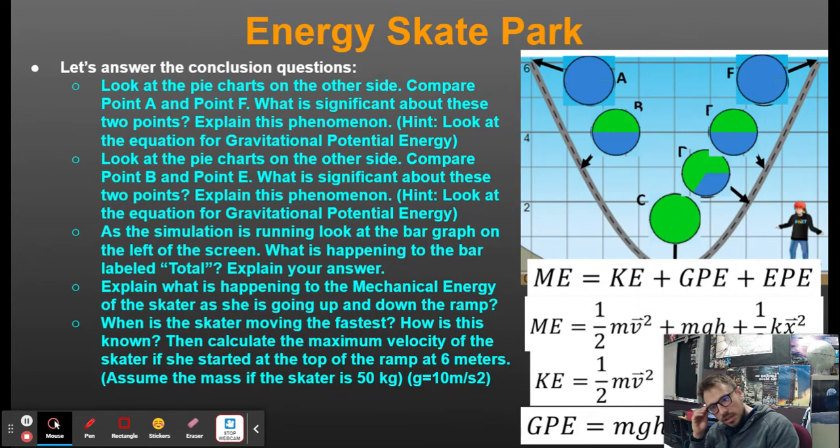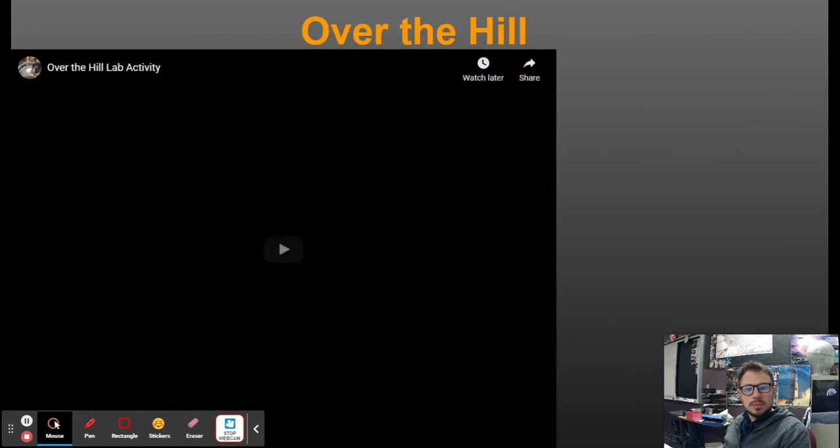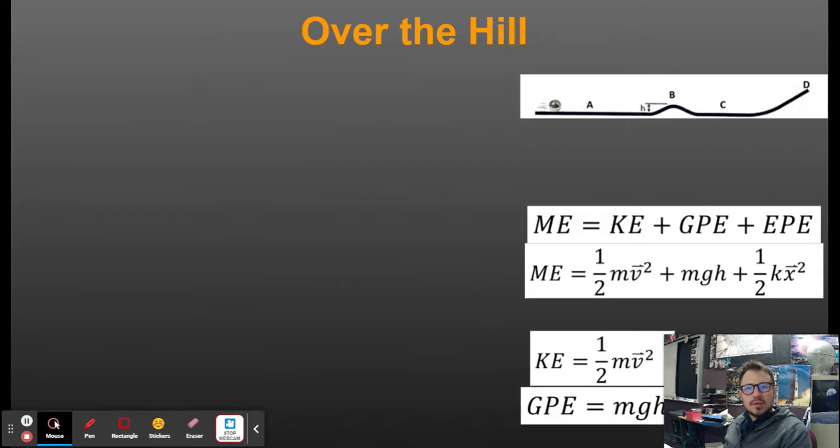Then you can calculate how fast she's going, because if you know the gravitational potential energy at the top, all of that gravitational potential energy was transformed into kinetic energy. So then you can use that equation if you know the mass and gravitational strength. All right, so now how can mechanical energy be used to gain an advantage at the carnival game Roller Bowler? That brings us to the over the hill lab.